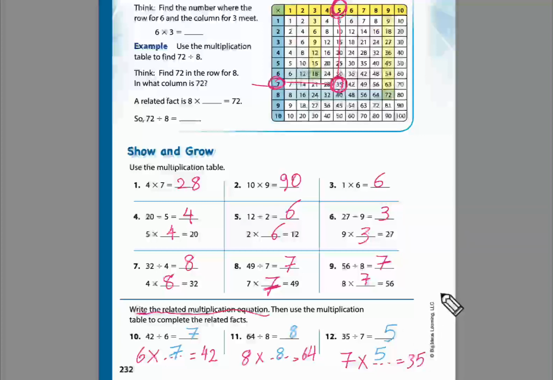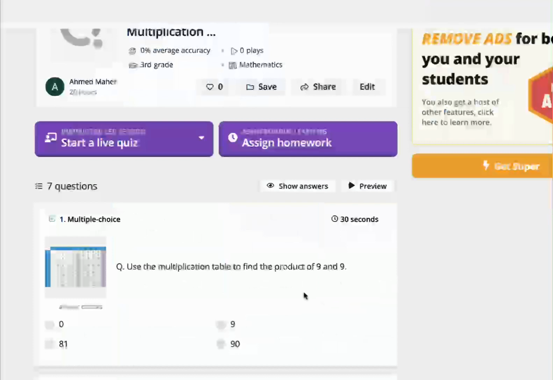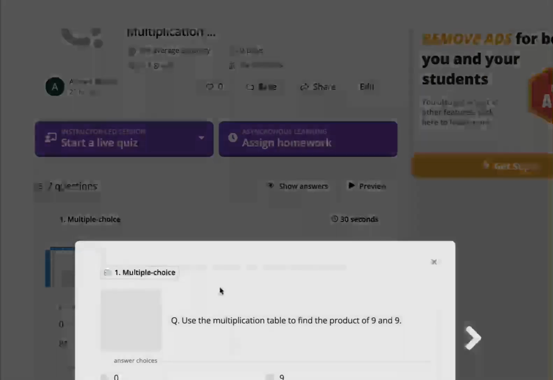Okay, so my heroes, as you see here, it's not about just the facts, it's about how to use the multiplication table. Okay, my heroes, any problems? Any questions? No. Now, my heroes, I will send to you the link of the game. Now, let's start solving.